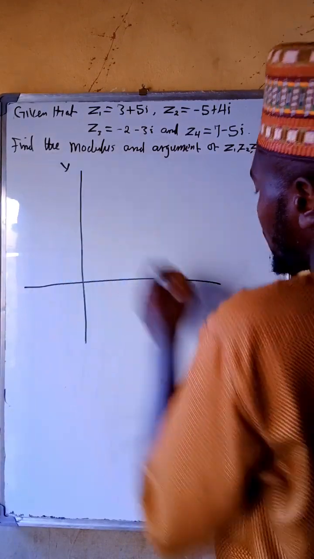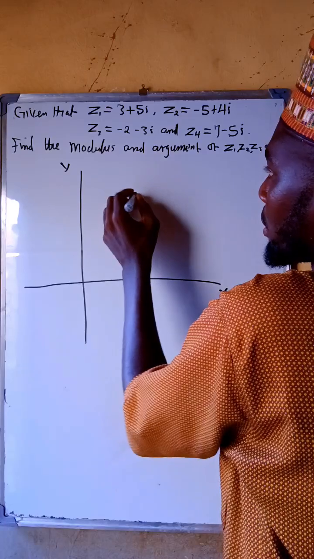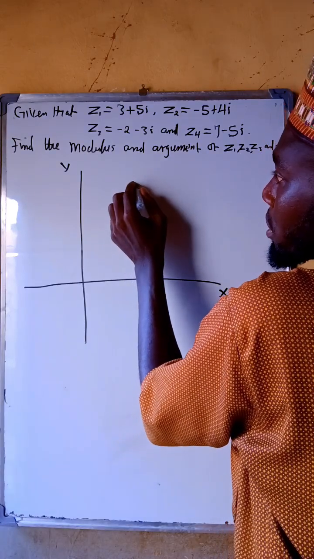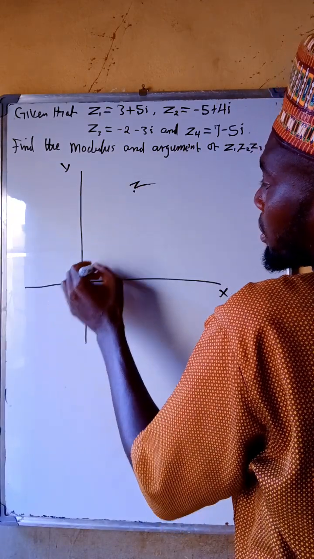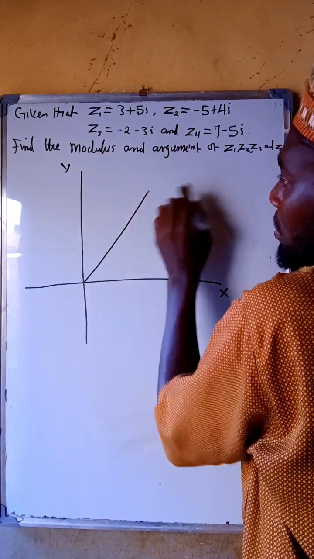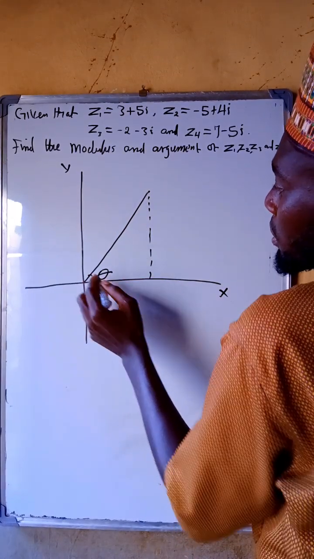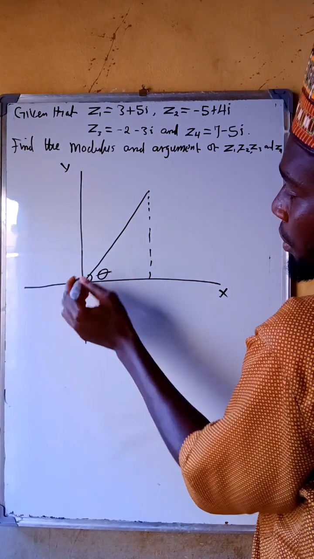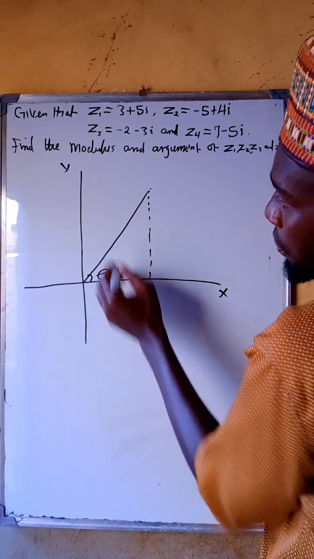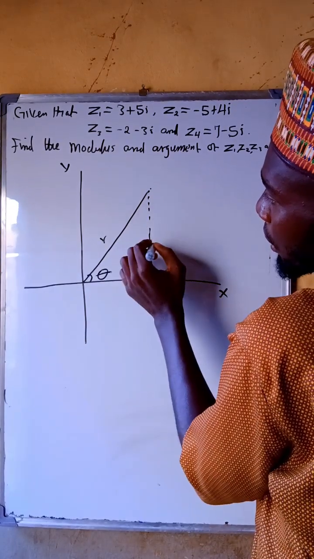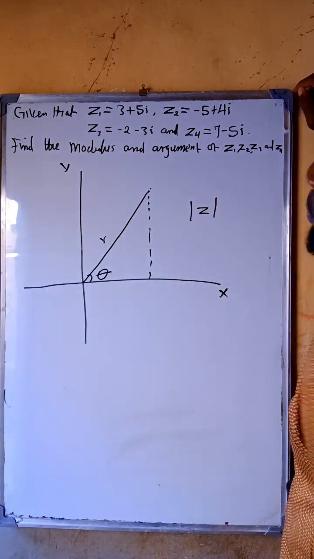This is our imaginary part and this is our real part. Then let's say this one is any point, let's call it z. Then the distance from here to here, let me make the point here. Then this theta is called the argument, while the length from here to here is called the modulus, and we denote it as either r, or we can denote it as the absolute value of r.